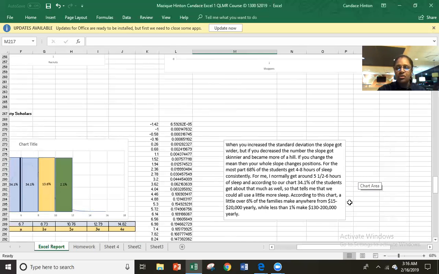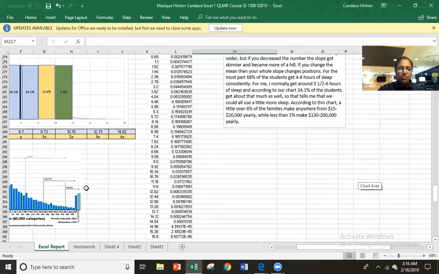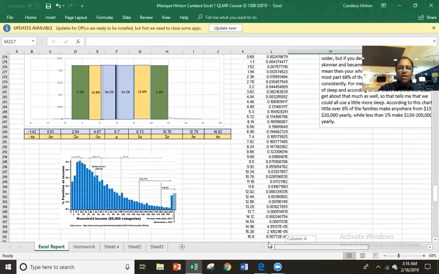According to this chart, a little over 6% of the families make anywhere from $15,000 to $20,000 yearly, while less than 1%, talking about this little piece right here, make anywhere from $130,000 to $200,000 yearly.